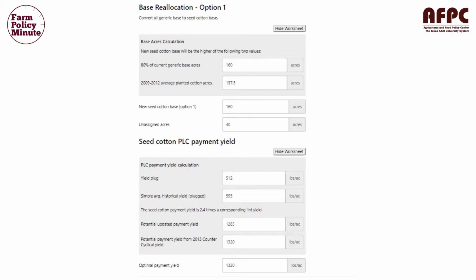You get the higher of, you get 160. Unassigned base means that base is going to be kept by FSA. They're going to track it till the end of time for each of those farms, but it's going to be unpaid base acres.